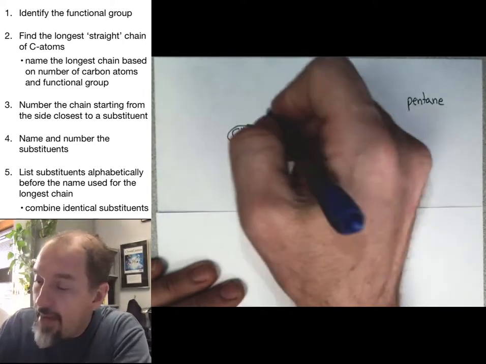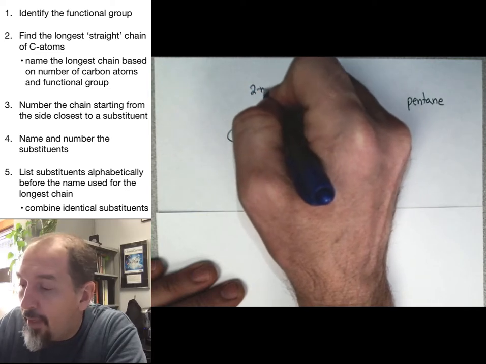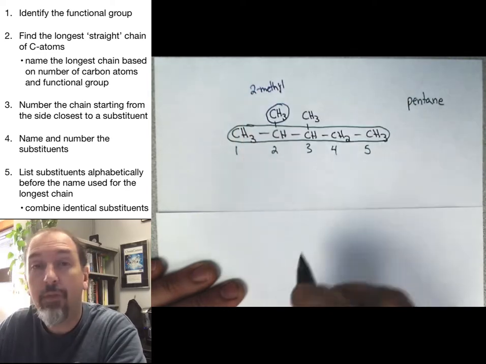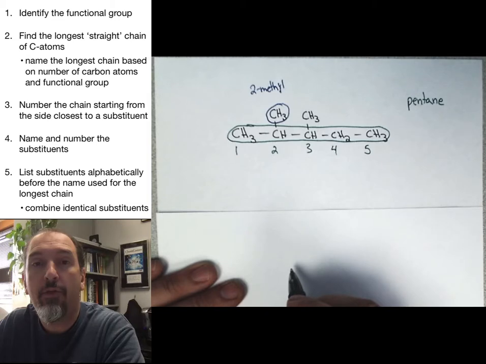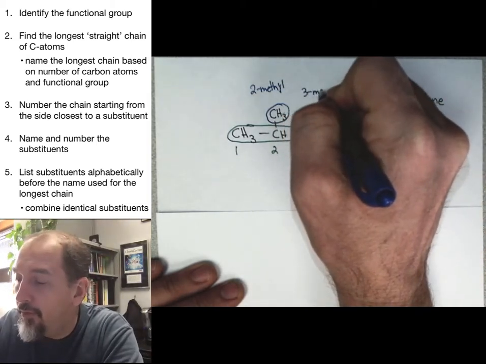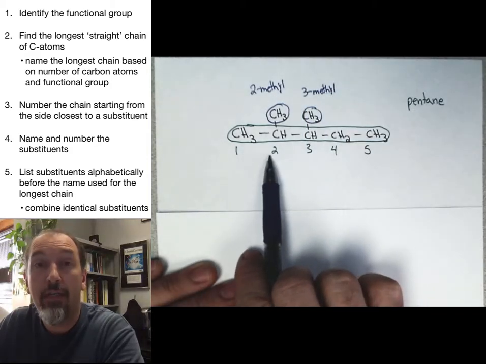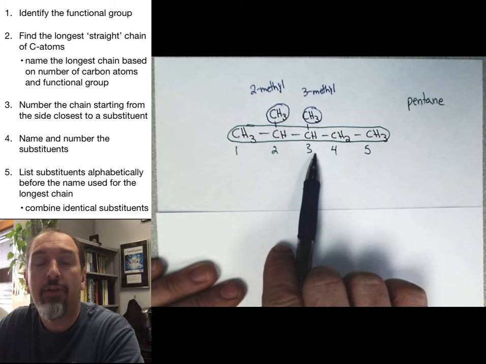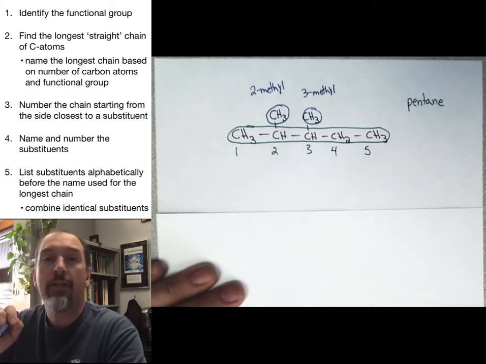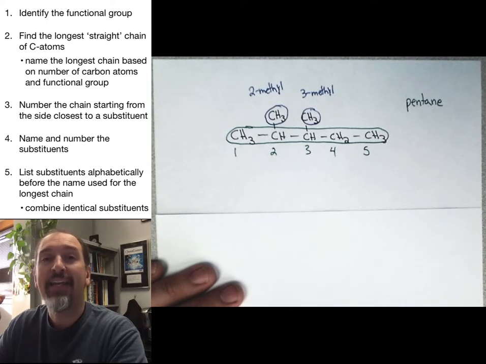Okay. Now we have our substituents. There's a 2-methyl. See, that's a 2-methyl group here, and here we have a 3-methyl. So they're both methyl groups because they have 1 carbon. The first one's off the 2nd carbon. The second one is off the 3rd carbon. Now here's where the subpoint comes down on our procedure. If you have identical substituents, you can combine them. Okay, and you should combine them.